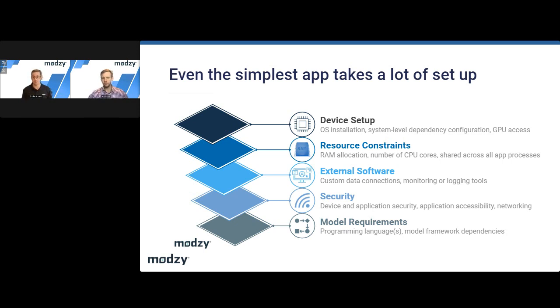If you have a model and a video connector and an app and some sort of automated trigger running on the same device, how are you going to effectively allocate RAM, number of CPU cores? Is there GPU accessible? If so, do you have CUDA installed? Do you have the right drivers installed? There are a lot of factors that make that very complex and certainly not scalable.